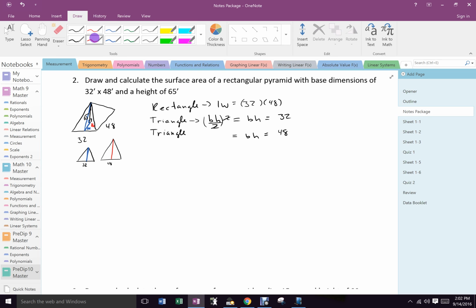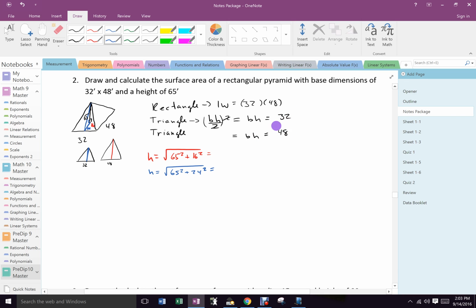The red height is the square root of 65 squared and 16 squared, right? And the blue height is the square root of 65 squared and 24 squared to get the answers, yeah? Once I have those, where do they go? Once I have those h's, where do I get to put them?